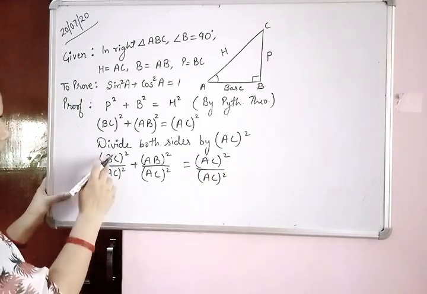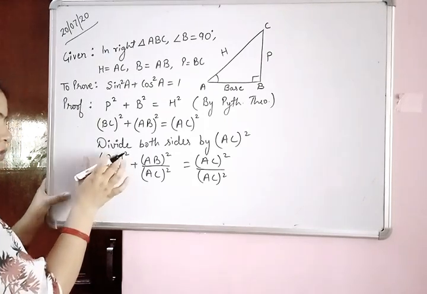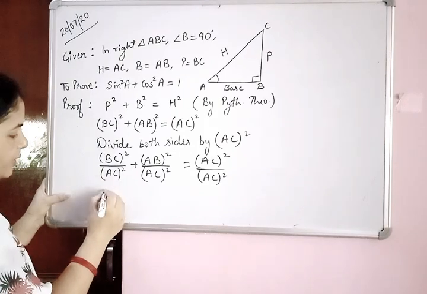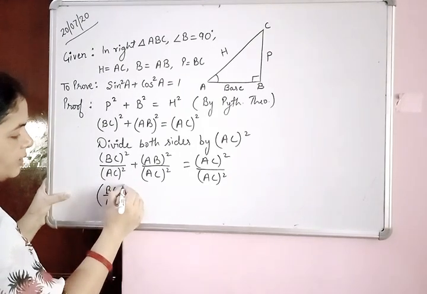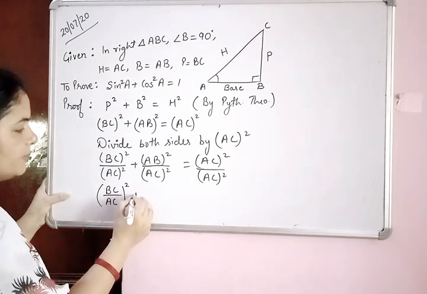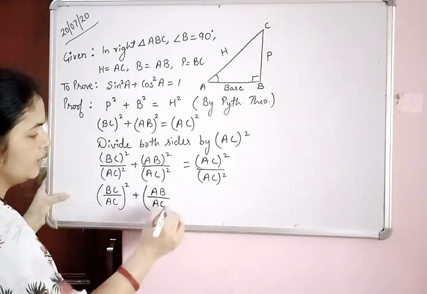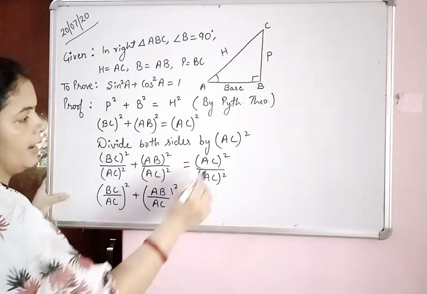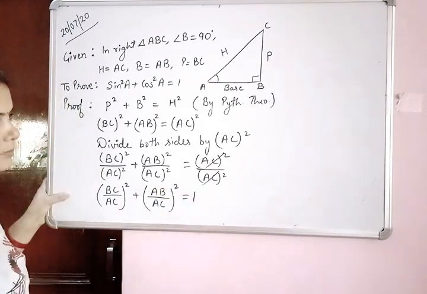Okay. Now we can combine BC whole square upon AC whole square. Numerator whole square upon denominator whole square, so we can write it as (BC upon AC) whole square. Okay. Similarly, (AB upon AC) whole square. And AC whole square upon AC whole square cancels, so it is equal to 1.